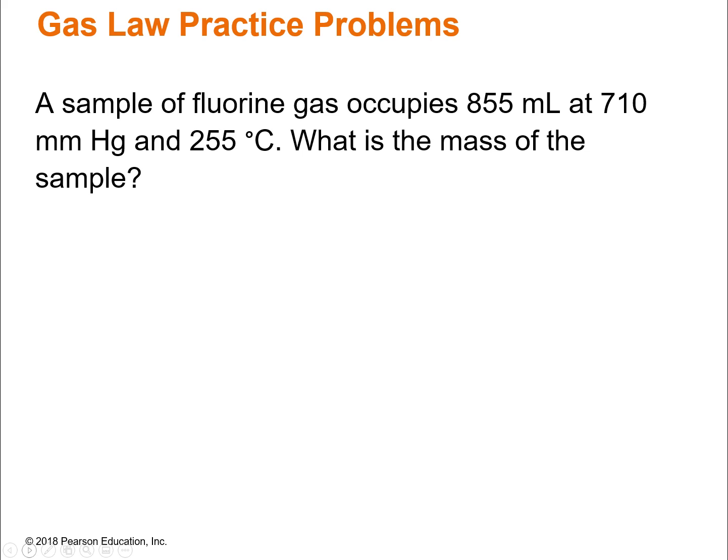We've got a sample of fluorine gas, and it occupies 855 milliliters at 710 millimeters of mercury, 255 degrees Celsius. What is the mass of the sample? What gas law do you think we can use here, since we have to end up talking about a mass of a sample, which is in grams? Just take a guess. What ideal gas law? I just gave it. But what gas law do you think we should be using here?